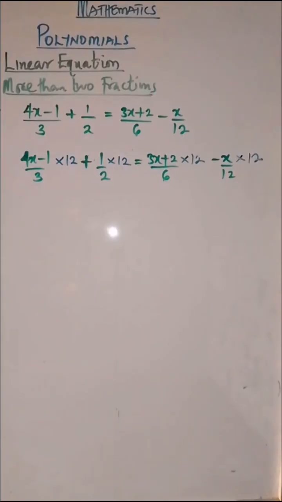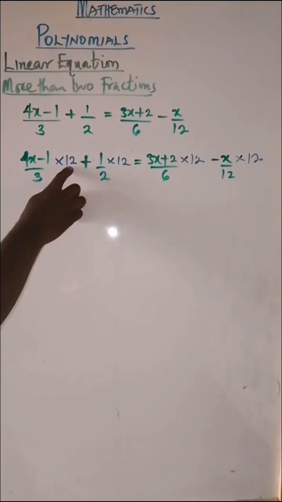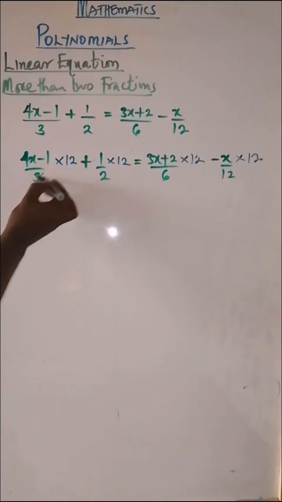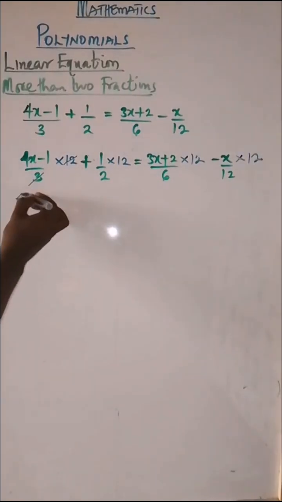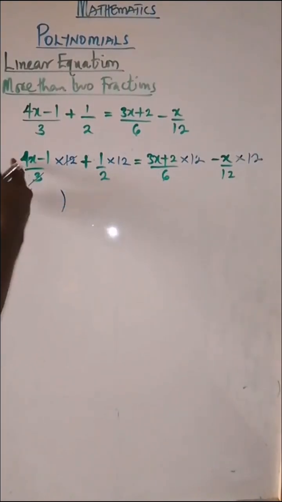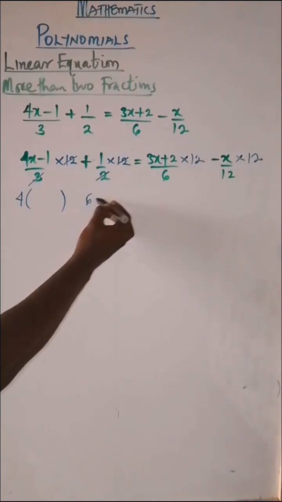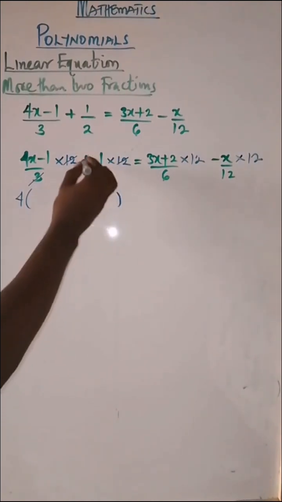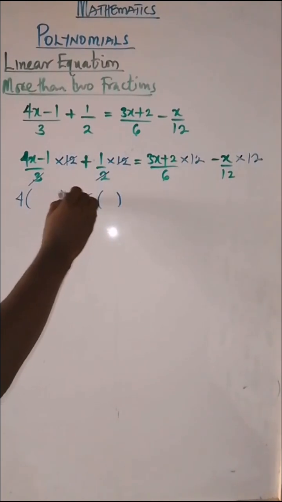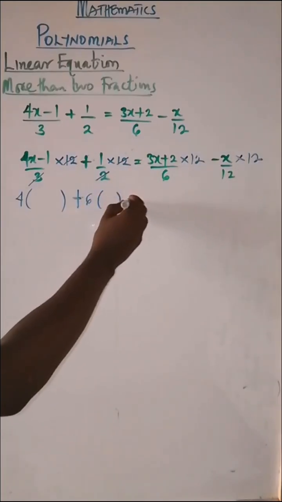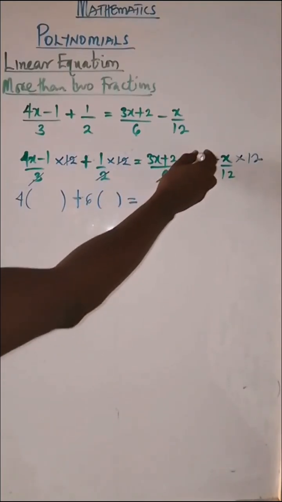So why are we doing this? Because we want to get rid of all the fractions in one single step. So from here, 3 in 12 is 4. If 3 divides 12, we get 4. So we have 4 here, multiplying what you have here. Same way, 2 in 12 is 6, multiplying what we have here. What you have here is plus. What you have here equals 2. 6 in 12 is 2.